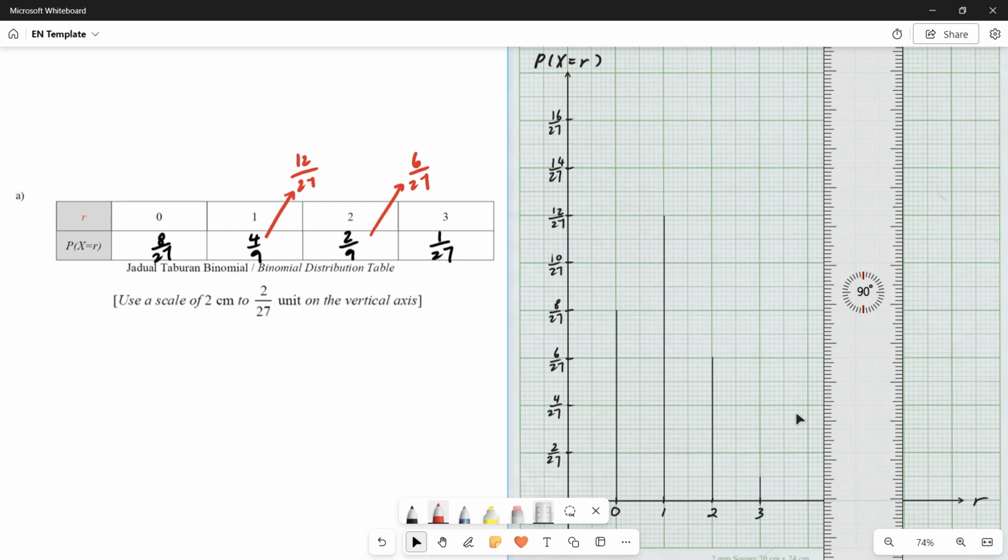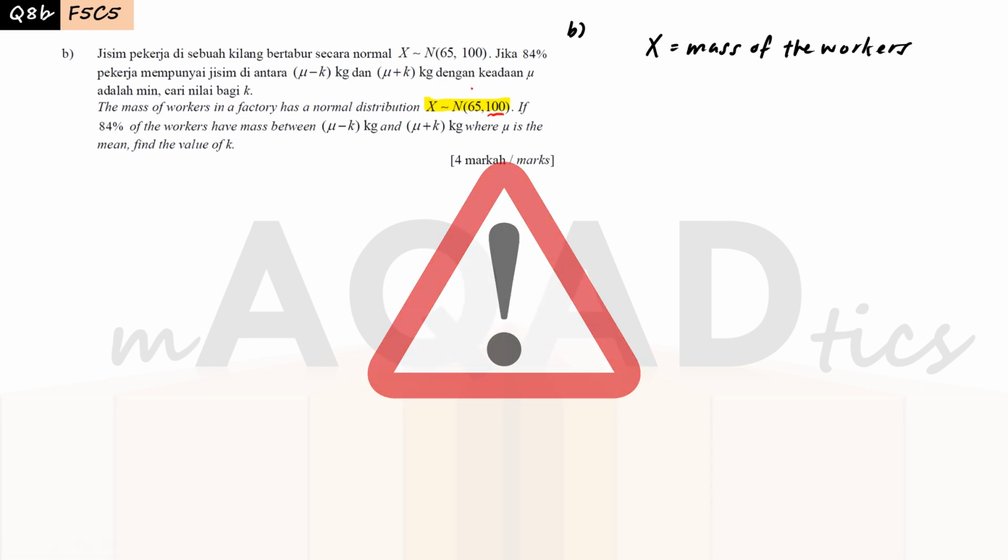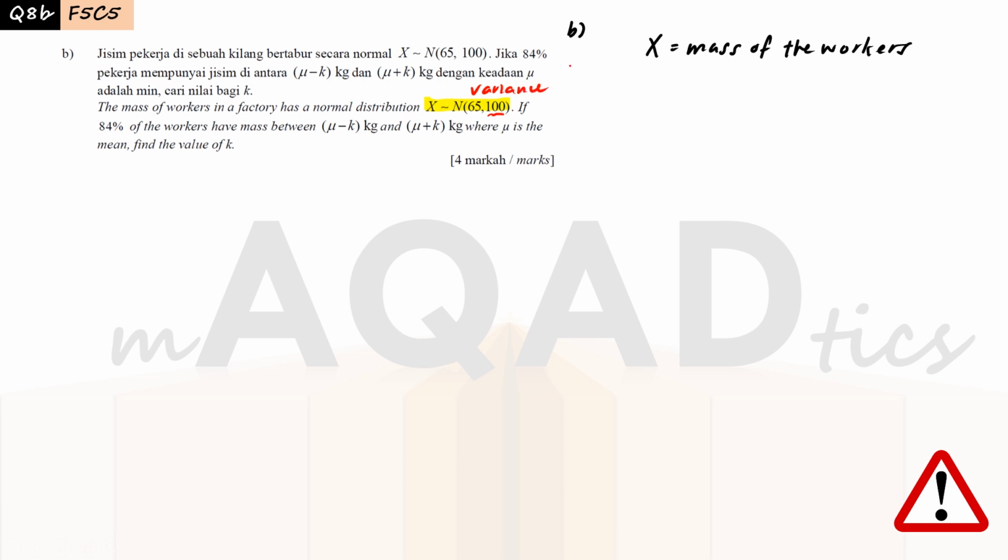For part B, it says that the mass of workers follows a normal distribution with these parameters. So the x here would be the mass of workers, and it follows these parameters where the mean is 65 and the variance is 100. This is the variance, not the standard deviation, because for standard deviation you would have a square on top. But here it does not have a square. So this is the variance, not the standard deviation.